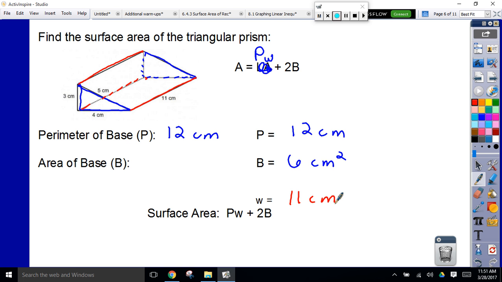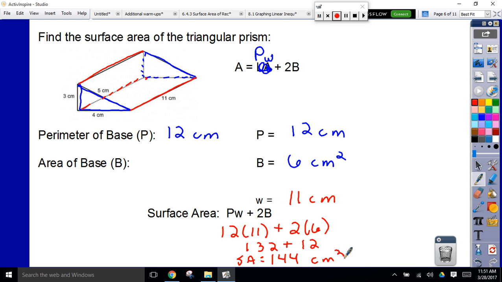12 times 11 plus 2 times 6. Good. 12 times 11 is 103. Good. Plus 12, 12, and what does that equal? 144. Good. 144. So the surface area is 144 square centimeters.